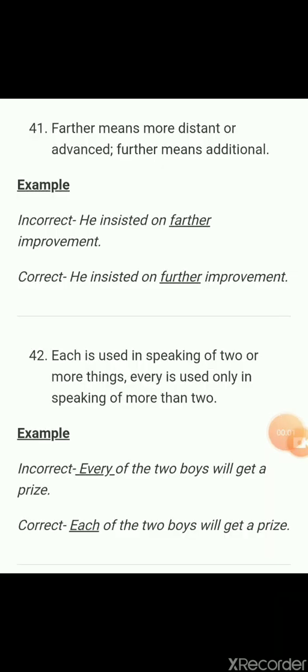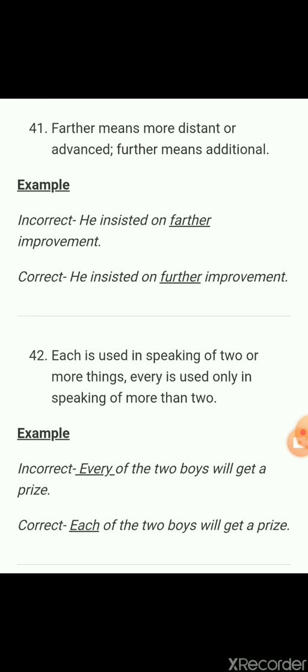Rule number 41: farther means more distant, location wise. Farther means at a distance. Further means additional; we are adding something. When we are adding something, then further will come. When we are talking about some distance, distant or advanced, then farther will come.